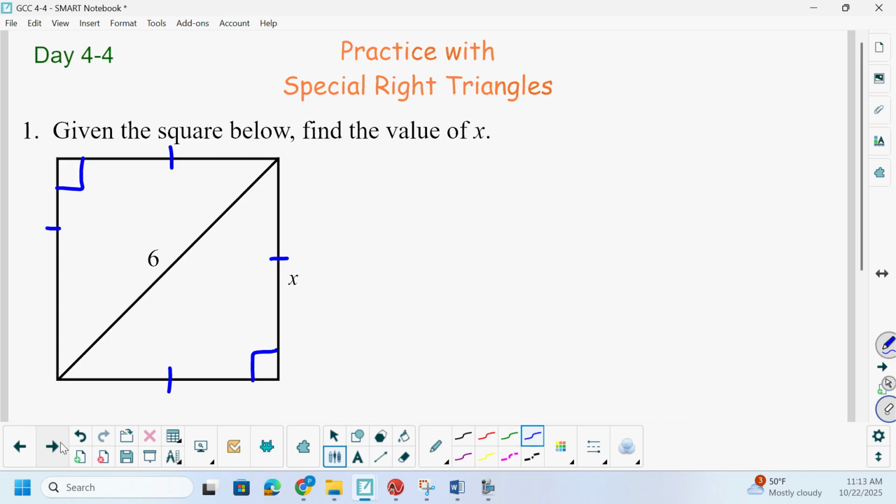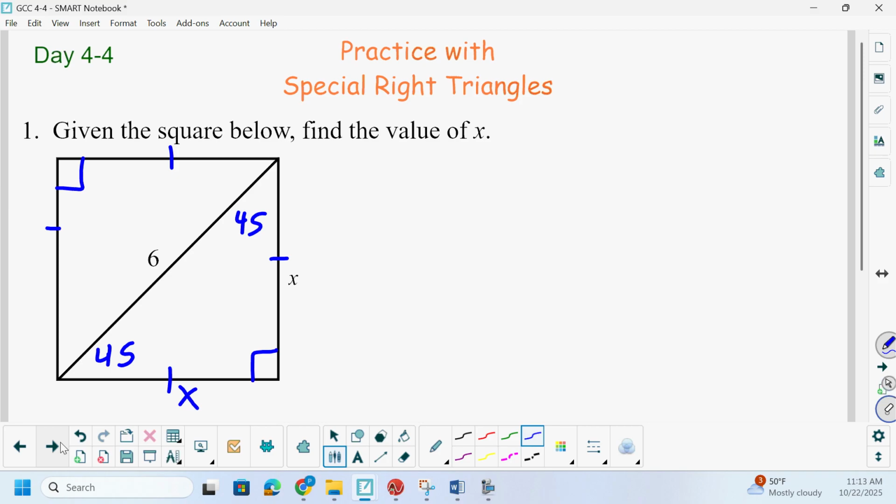Now because we have our tick marks, if that one side is x, the other side is x as well, which makes this an isosceles right triangle. If it's an isosceles right triangle, those angles should also be the same. So these would each have to be 45-degree angles. So really, if we look at just the triangle, this has become a 45, 45, 90 question.